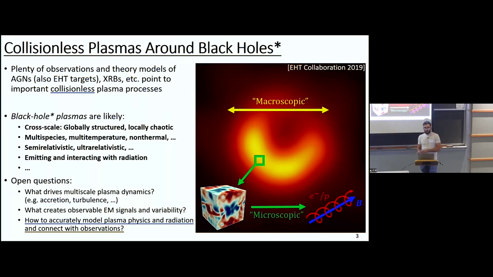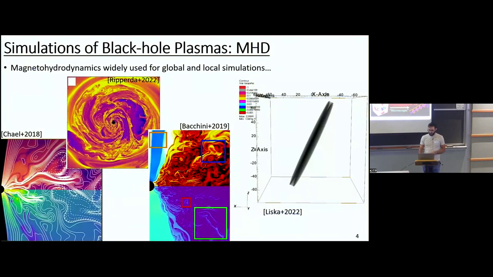And so there's a bunch of open questions, which have been already mentioned here a few times, so I'm not going to repeat them. But really what I want to focus on is how do we accurately model this in our simulations. There's many orders of magnitude of difference between the global scales and the microscopic scales. How do we capture that in models in an accurate way?